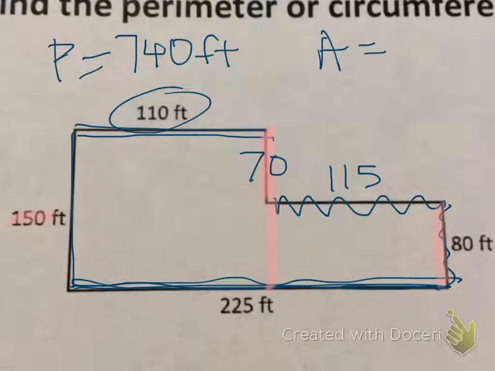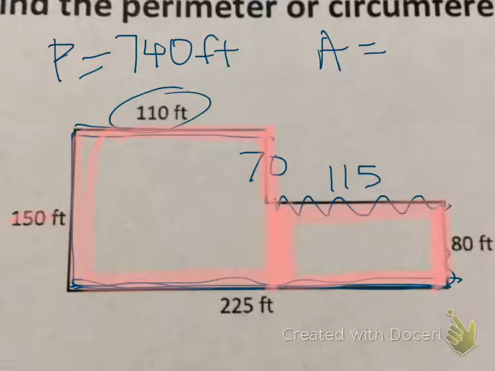Then I still have to find the area because it said I needed to do both. So area, on the other hand, is the measurement of the inside of something. So I actually have two rectangles here that I could find the area of and then add those two rectangles together. Adding those two rectangles together would give me the area of the whole thing.